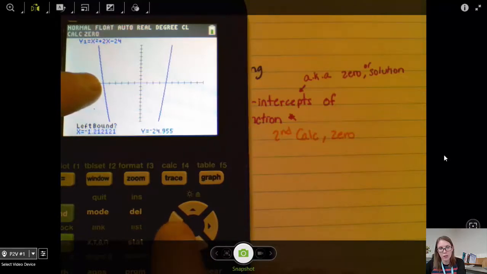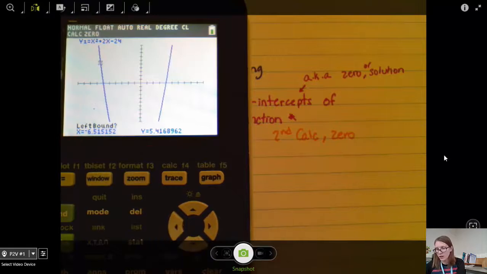I have to move my cursor. I have to find where my cursor is. And pay attention to your x and y values if you ever are lost, or if your cursor's ever lost. All right, there it is. So left bound means I need to be on the left side of my x-intercept. I need to be over here. As soon as I know I'm on the left side of my x-intercept, hit enter.